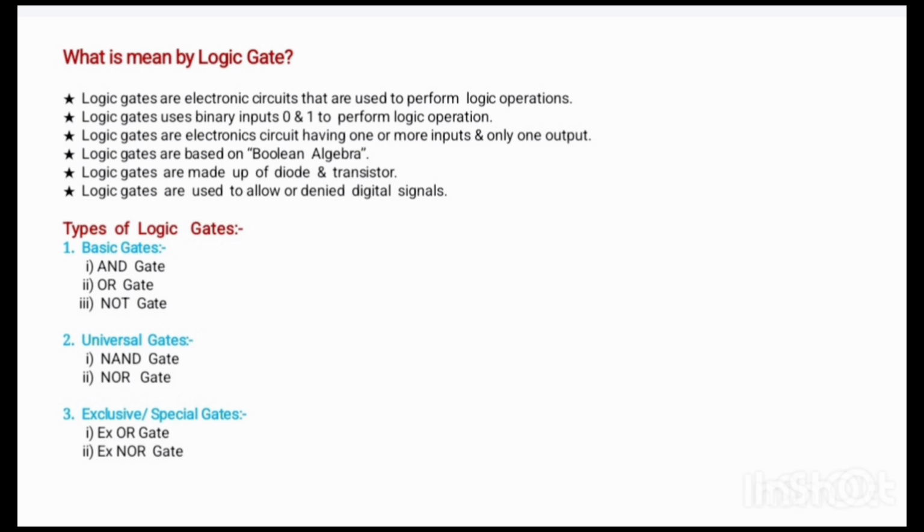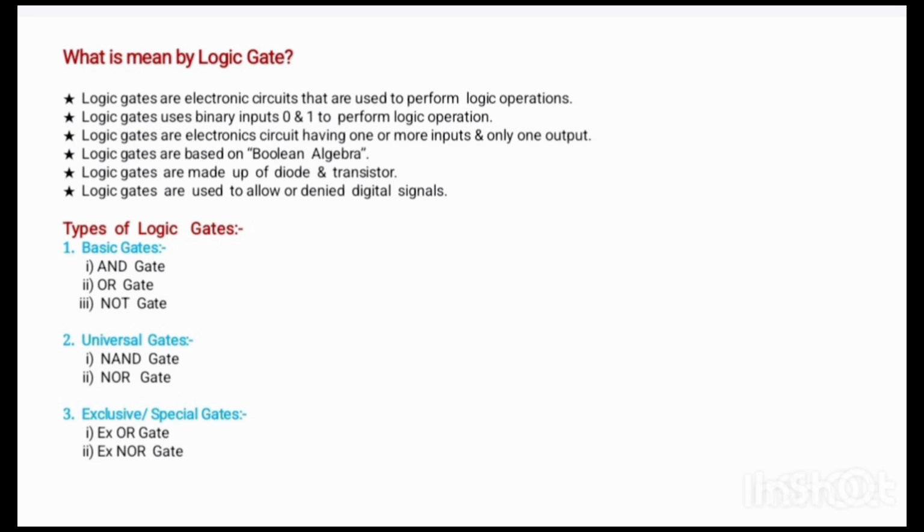The second category, universal gates. Universal gates are again divided into two types. First, NAND gate and second, NOR gate. Why are NAND and NOR called universal gates? Because by using NAND and NOR gates we can implement any other gate. That's why they are called universal gates.